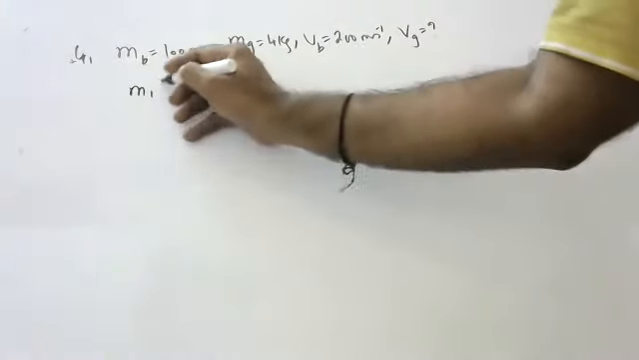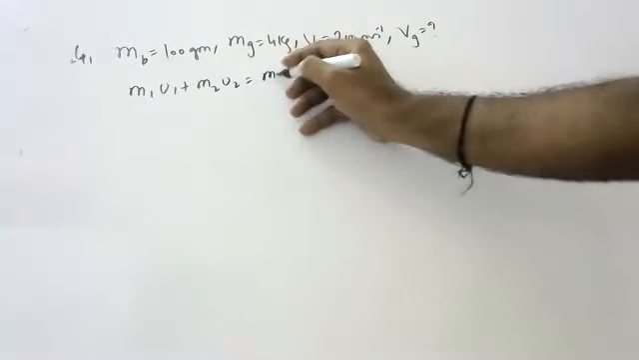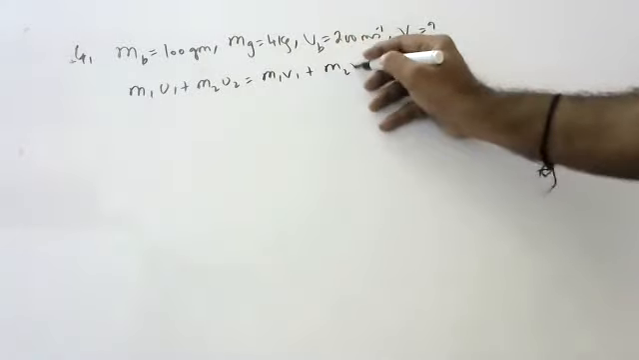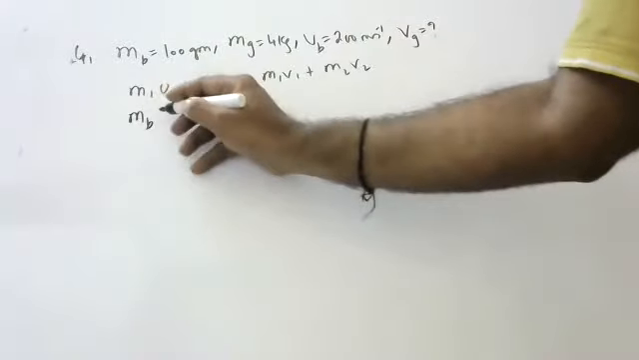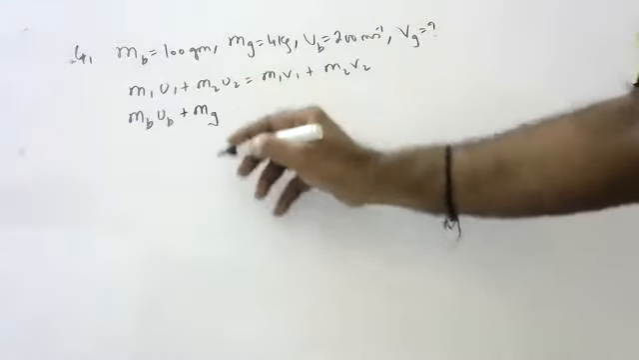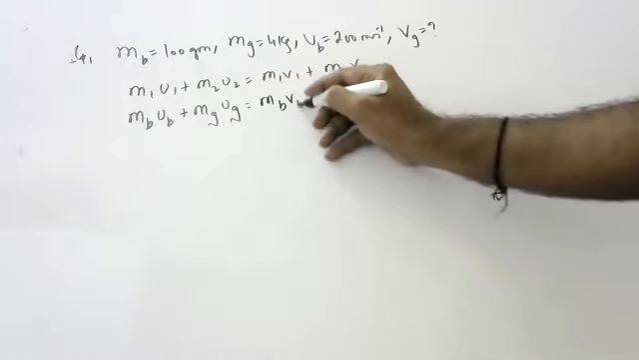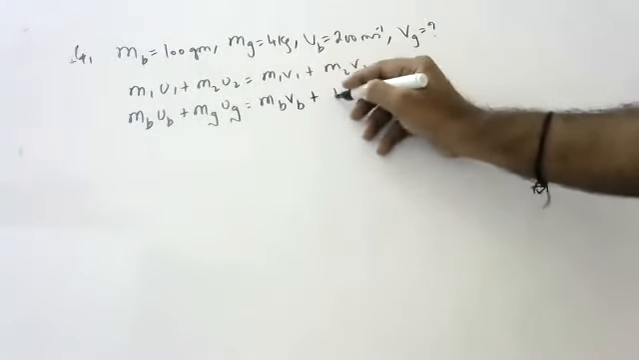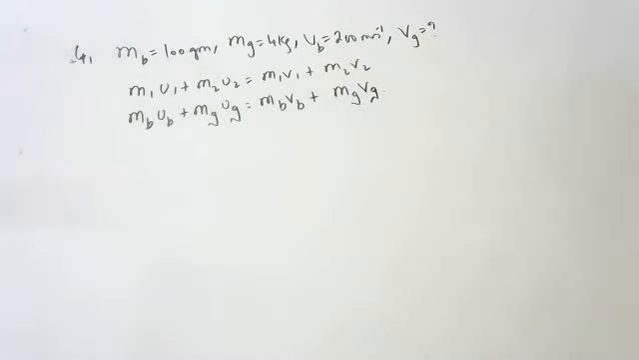Sharma, you want to try? Yes, sir. Momentum before collision is equal to momentum after collision. Now let's change it to bullet and gun: mass of bullet into initial velocity of bullet plus mass of gun into initial velocity of gun, equals mass of bullet into final velocity of bullet plus mass of gun into final velocity of gun. Now tell me substitution.